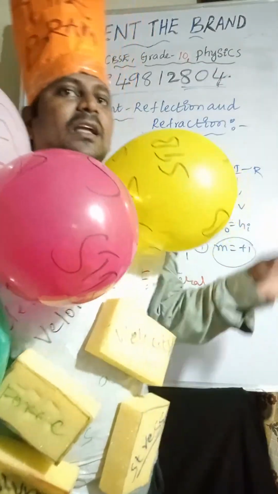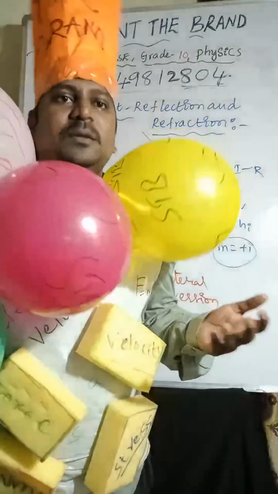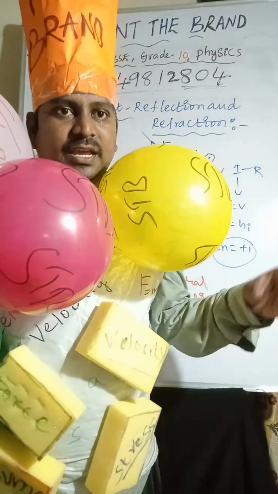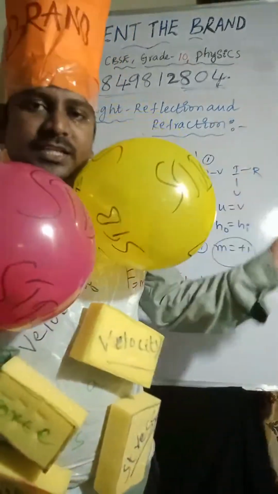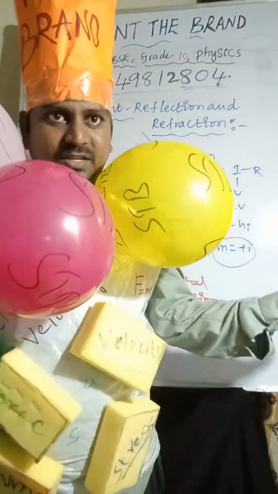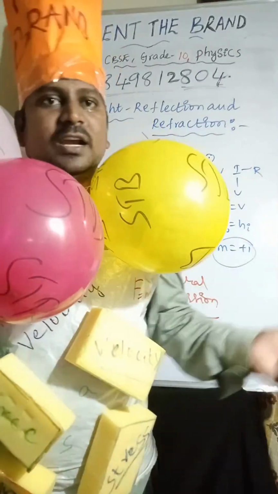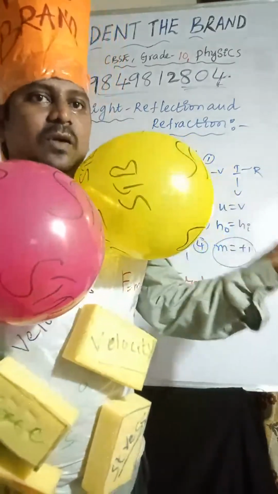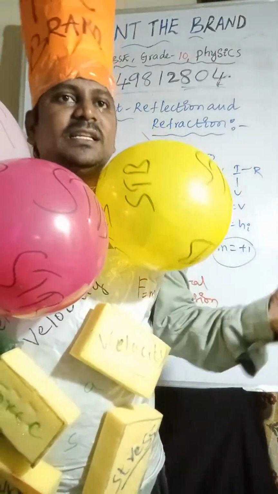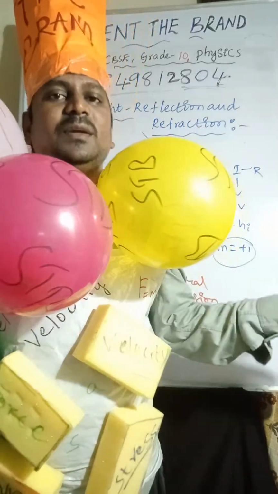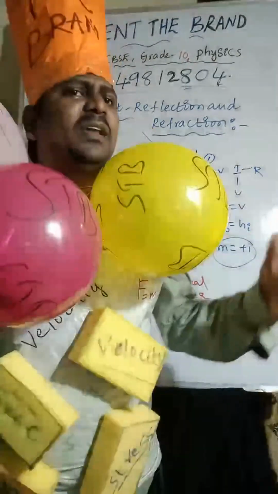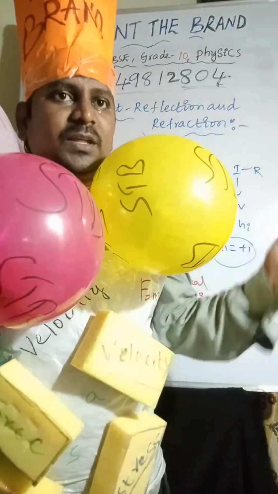Okay, once again, we are discussing the nature of the image formed by the plane mirror. If the object is real, the image is virtual. If the object is virtual, the image is real. That is point number one. Point number two, object distance is equal to image distance. Next, the height of the object is equal to the height of the image. After that, the magnification of the plane mirror is +1.